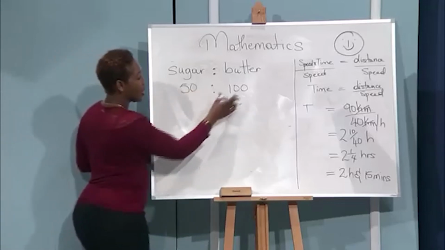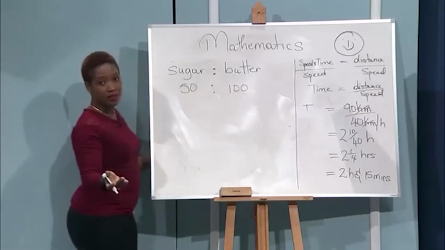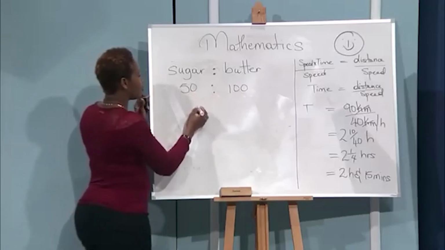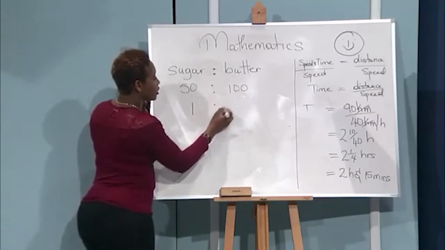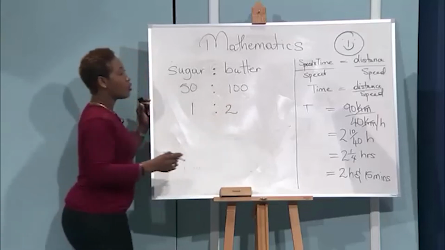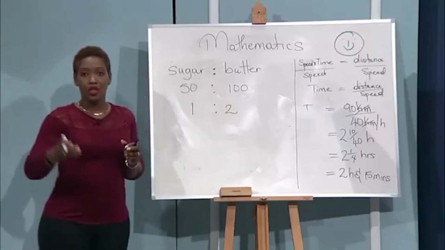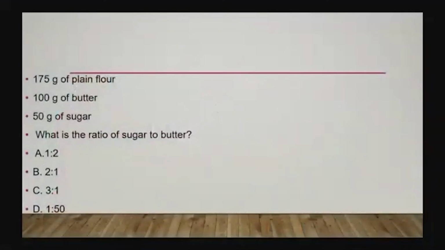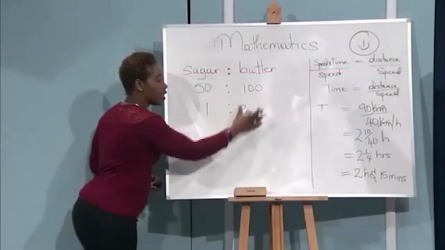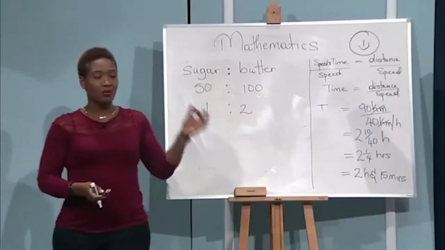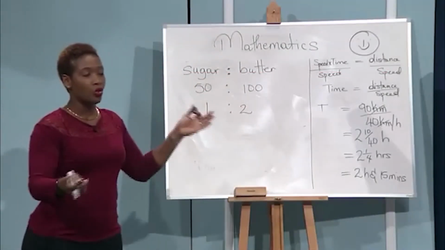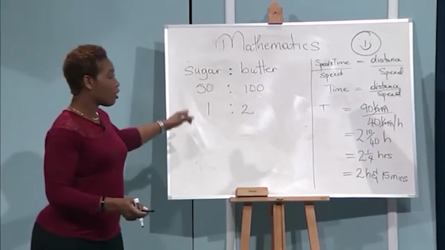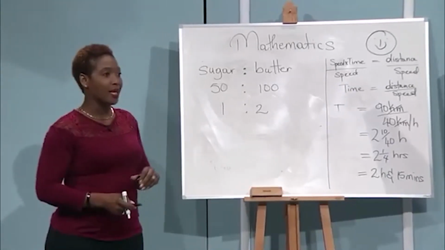So 50 and 100. What is the largest common factor? 50. 50 goes into 50 1 time. 50 goes into 100 2 times. So the ratio of sugar to butter is 1 to 2. Not 2 to 1, because sugar must come first, and sugar is 1, butter is 2. So remember that. Don't be careless and select an option just because you see 2 and 1. The correct option would be option A.